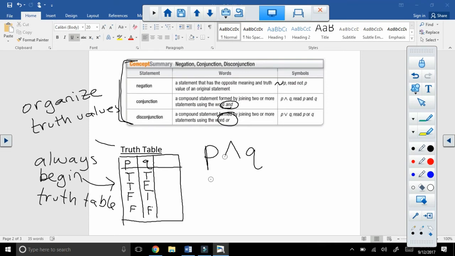So maybe we have to make the truth table for P and Q. And if that's the case, what I'm going to do is put that here in this third column. So P and Q. And all I'm doing then is looking across and figuring out, okay, if I have two true statements, will the statement P and Q be true? And the answer to that is yes, it will be true. Because remember, with and, both parts have to be true.